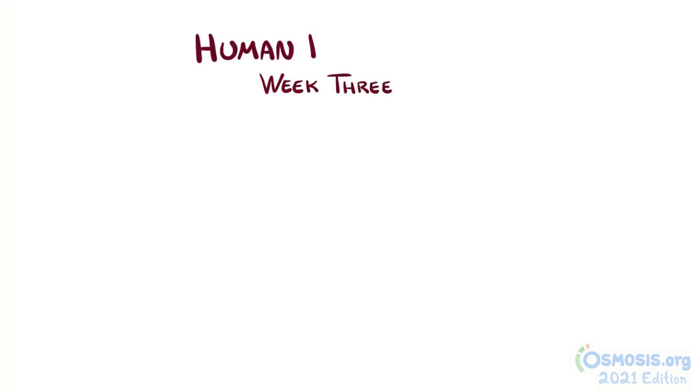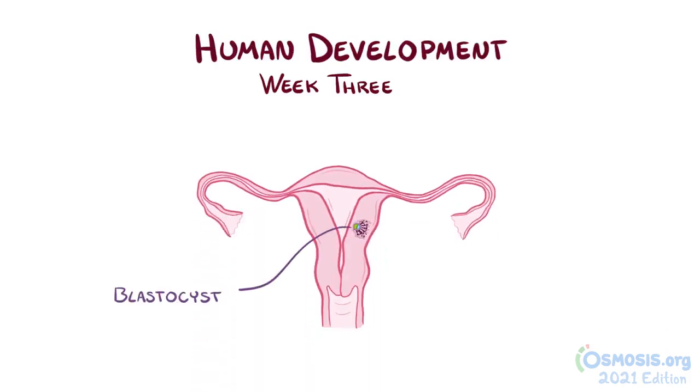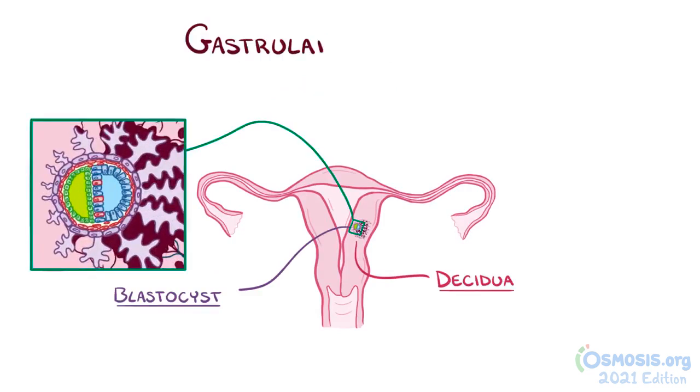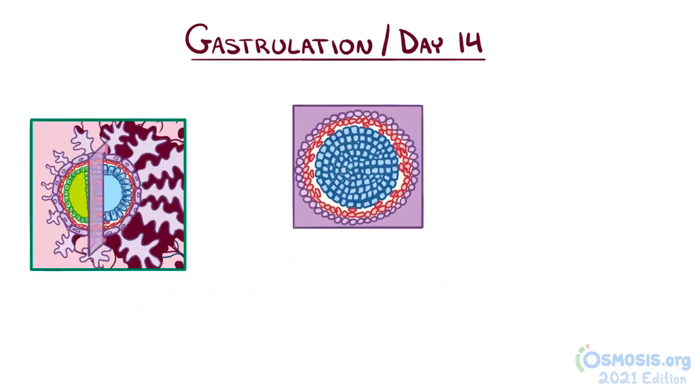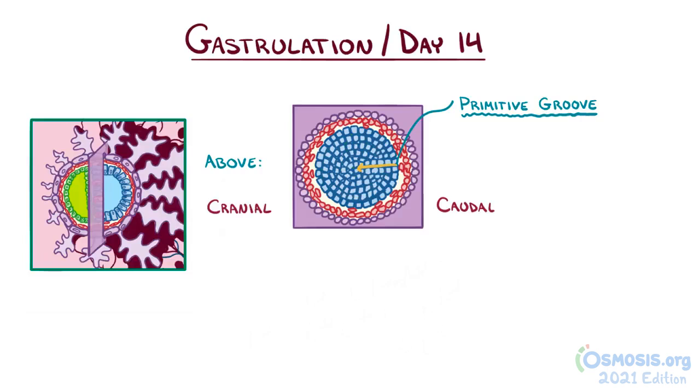During week 3 of human development, the blastocyst is fully embedded in the endometrial tissues, or decidua, and it undergoes a process called gastrulation that starts around day 14 of human development. Gastrulation starts with the formation of the primitive groove, which is a narrow depression that goes down the center of the epiblast layer. When viewed from above, the groove starts near the tail or caudal end of the embryo, and grows towards the head, or cranial end.